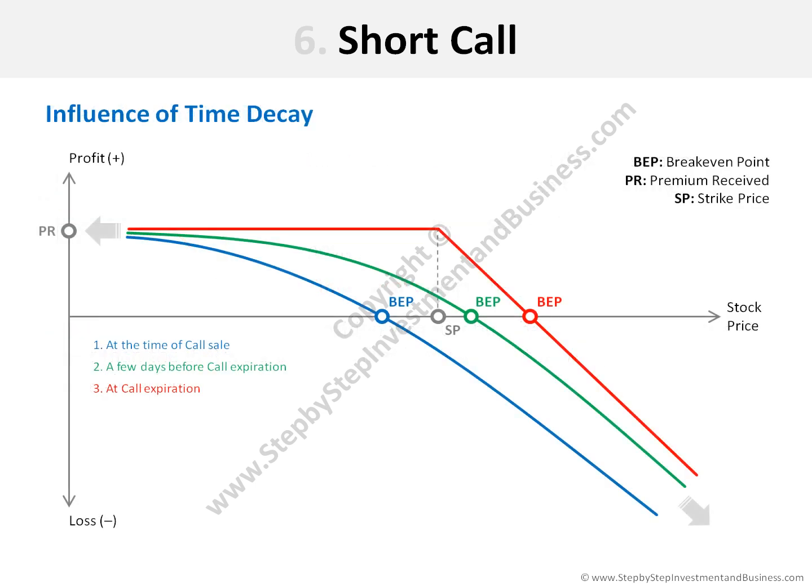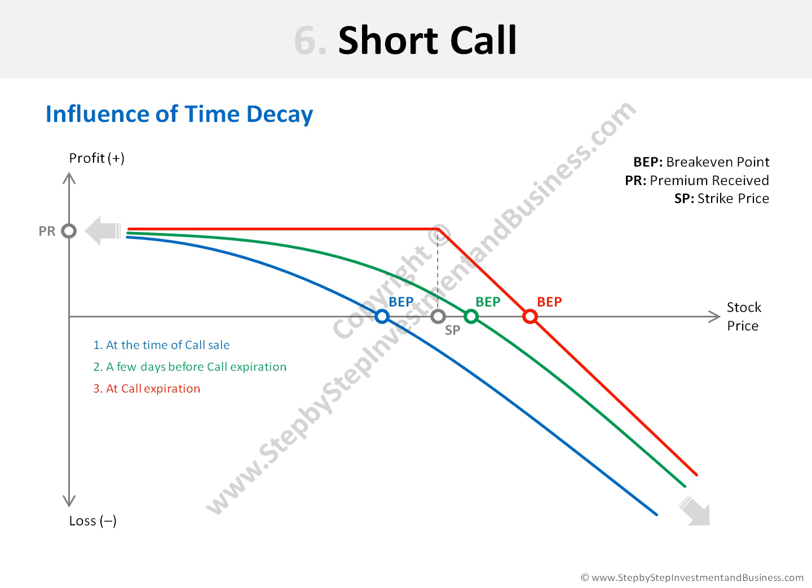In this graph, we can see the influence of time decay on the position. On the vertical axis, the profits and losses of the position are indicated, and on the horizontal axis, the stock price is indicated. The blue curve indicates the profits and losses at the time of call sale. As we get closer to call expiration, the curve of profits and losses is like the one shown in green. And finally, at call expiration, the curve of profits and losses is the one shown in red.